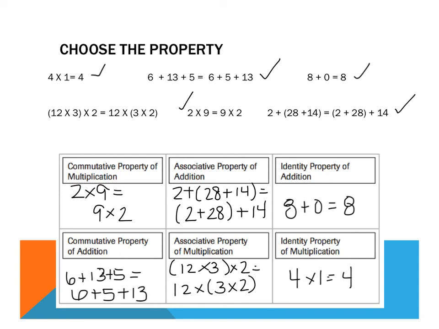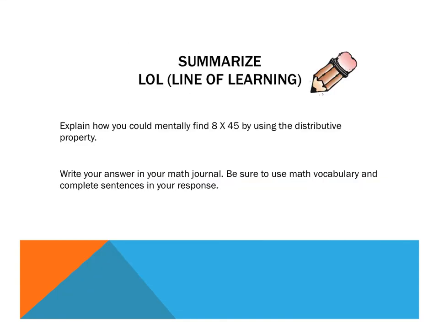How'd you do? All right, it's that time again to summarize with your LOL. Go ahead and make that line under your notes in your journal and explain how you could mentally find 8 times 45 by using the distributive property. Now you can actually solve this in your line of learning, but you also need to write your answer in your math journal using math vocabulary and complete sentences. You need to be able to explain your thinking and solve things. Good luck!